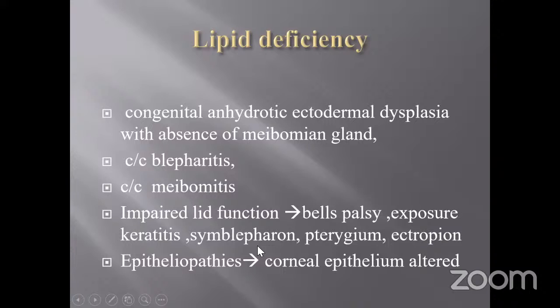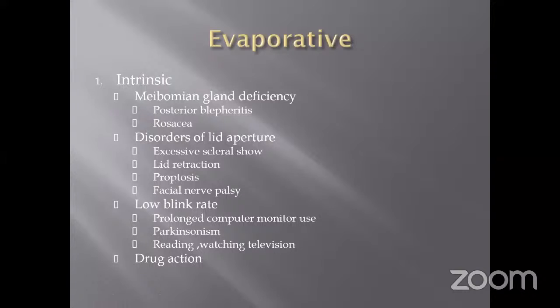Then another important one is symblepharon. Pterygium also is another important cause. And also ectropion. Ectropion is the outward rolling of the lid margin. So the tear will not stay. Again, there will be increased evaporation. And also in epitheliopathies, when the corneal epithelium is altered. So these are the causes.